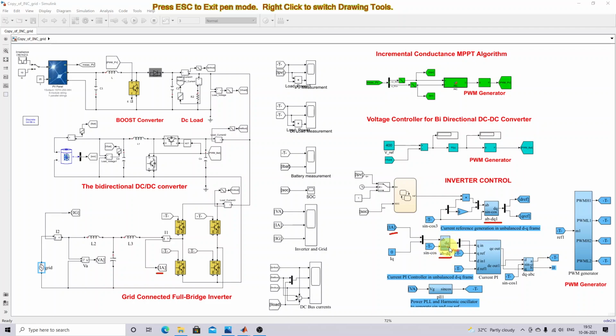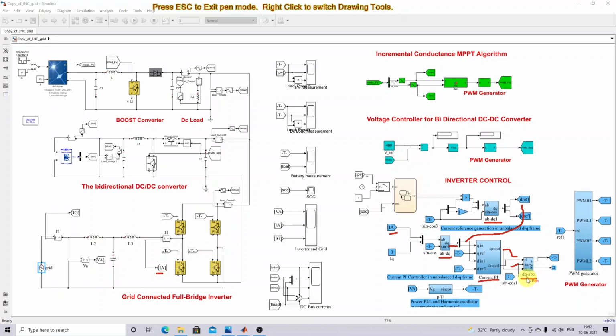So this DQ is the actual current quantity in the DQ frame. This DQ is going to be compared with the D reference and Q reference, right? So here we are using the current PI controller. This current PI controller will generate the controlled output. So this control output once again is going to be converted into AB quantity. So here we are using DQ to AB conversion.